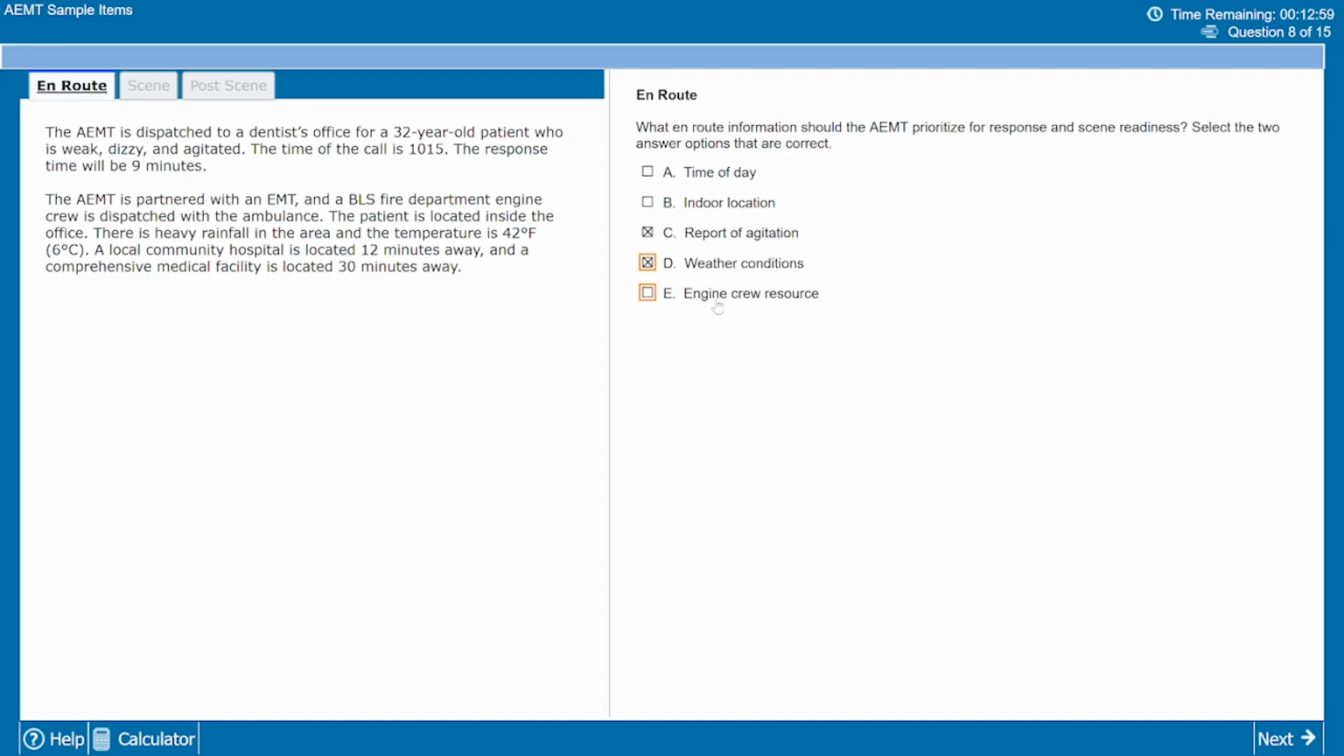The engine crew resource, we already have this set up. It's already in play. So I don't really need to worry about an engine crew coming at this time because they're already heading over here. So I would personally pick C and D. If you consider indoor location, I understand why. You should prioritize it in some sense, like, I need to know that I need to go inside. But these are just better answer choices overall, especially while you're going en route to the call.